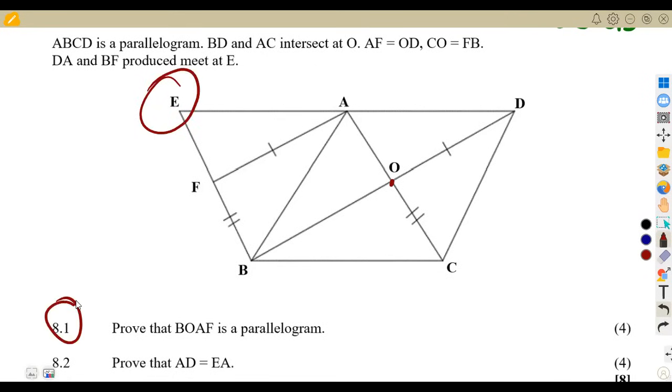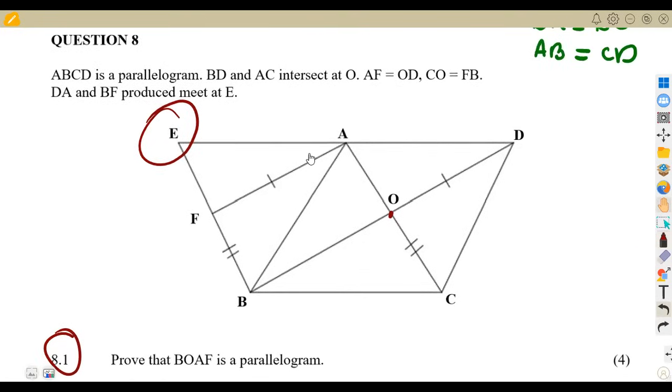All right, 8.1, prove that BOAF is a parallelogram. We are back again, proving that it's a parallelogram. So we are just going to go back to the same concept that we had, but this time let's see how, because it might be different from that one. But we are told that this one is a parallelogram. Remember before, ABCD is a parallelogram. So meaning AD is parallel to BC, and AB is parallel to DC, not just parallel, but parallel and equal. Remember, we proved that in the question above.